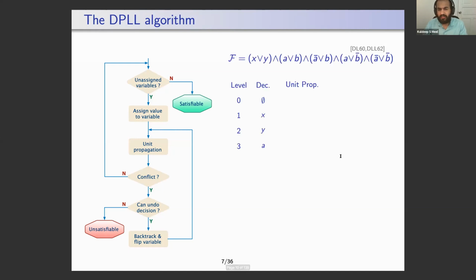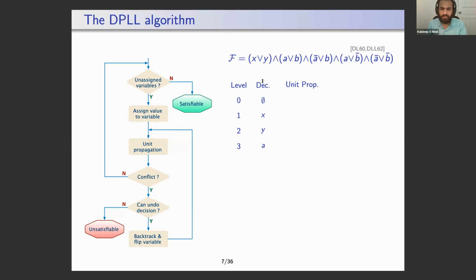So let me give a quick example. Let's say this is the formula we have over 4 variables, x, y, a, b. So that we can remember which loop iteration we are talking about, I'm going to use the word level to denote that. And the second column is going to indicate what is the decision we have. Initially, we ask, from this formula, can we deduce directly that some variable should take a value? It doesn't look so. So we go back and we assign x to 0.